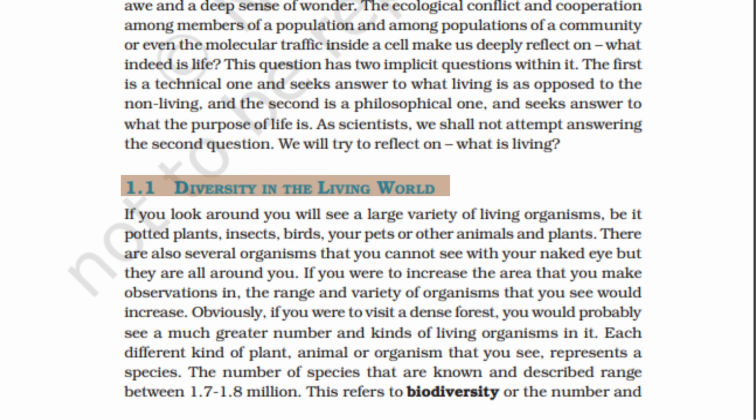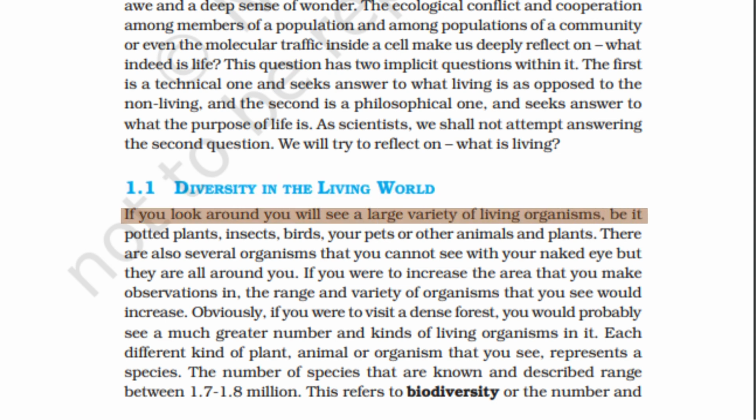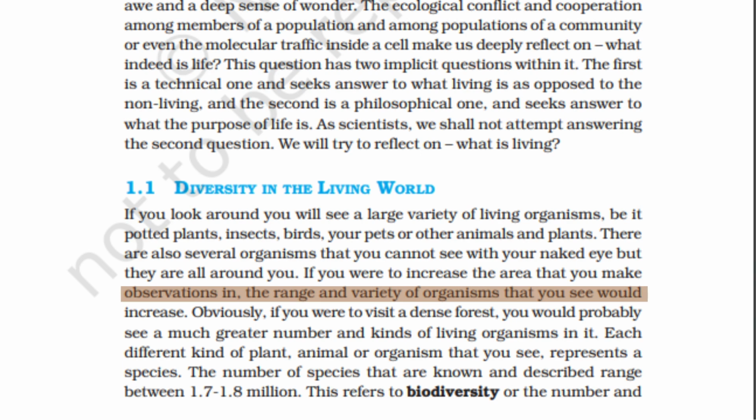Diversity in the living world. If you look around you, you will see a large variety of living organisms, be it potted plants, insects, birds, your pets, or other animals and plants. There are also several organisms that you cannot see with your naked eye, but they are all around you. If you were to increase the area that you make observations in, the range and variety of organisms that you see would increase. Obviously, if you were to visit a dense forest, you'd probably see a much greater number and kinds of living organisms in it.